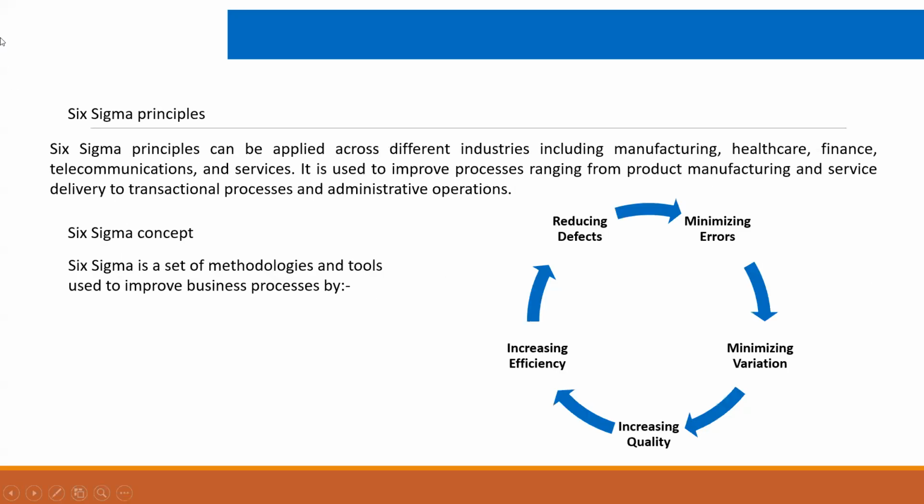Okay. So now, Six Sigma principles. What are the principles of Six Sigma? That means rules. The main principle of Six Sigma is what? Six Sigma is applied across all industries. When we say all industries, we mean manufacturing, healthcare, finance, telecommunication, any service industry, even airlines also follow that. And the concept and set of methodology of Six Sigma is, first of all, to reduce the defects. If you reduce the defects, the quality of everything will improve automatically.